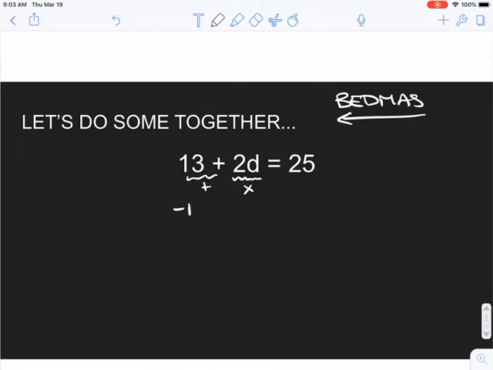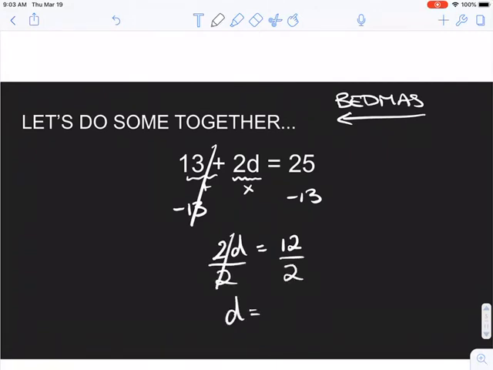So we're going to subtract 13 from each side first, which gets rid of that. And you're left with 2d is equal to 12. Okay? Now the opposite operation of multiplication is division, so then you have to divide each side by 2, and you're left with the answer being 6.